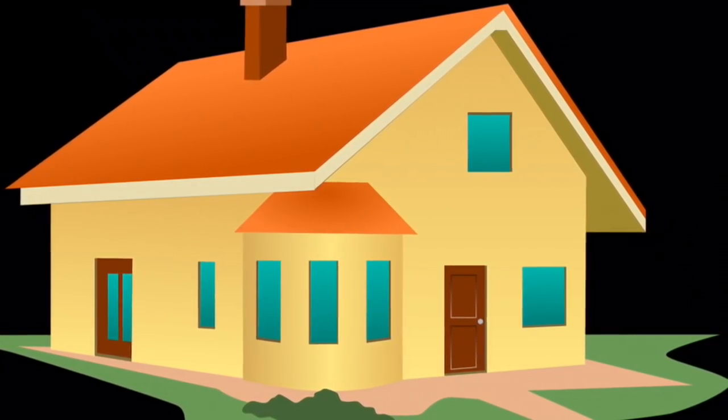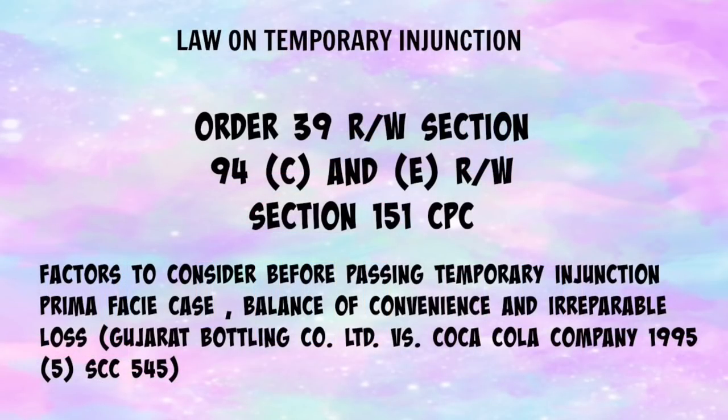And temporary injunction law basically looks for 3 factors, which is a prima facie case, a balance of convenience, whose favor is it in, plaintiff or defendant, and irreparable loss. So if the order is not passed, will it cause irreparable loss to the plaintiff? And the landmark case on it is Gujarat Bottling Company versus Coca-Cola Company. There are more cases. We can discuss it in the substantive law video, but for today, you understand the basic law on temporary injunction. And today we will be discussing how to write orders.